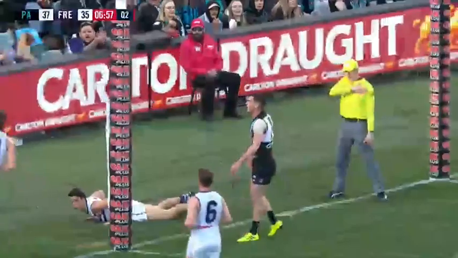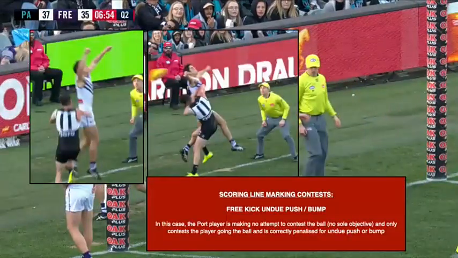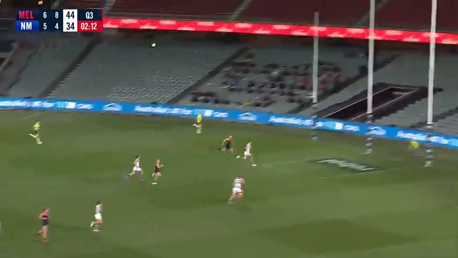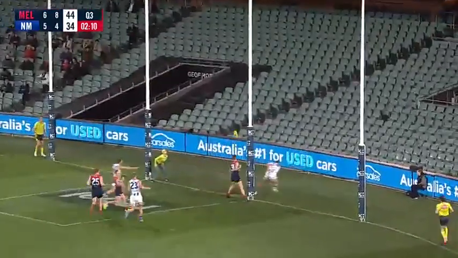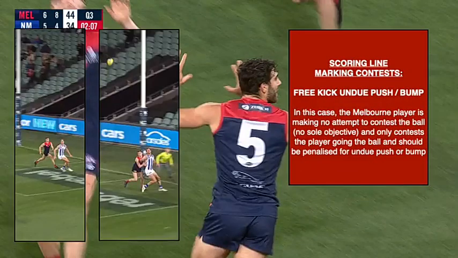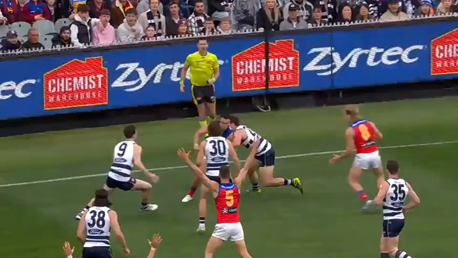That player, Port Adelaide, is just going at the opposition player, Fremantle. It's an undue push bump. In this case, the Port player is making no attempt to contest the ball and only contests the player going for the ball, and is correctly penalised for the undue push or bump. This here is a push in the back. Okay, not contesting the ball and pushes in the back.